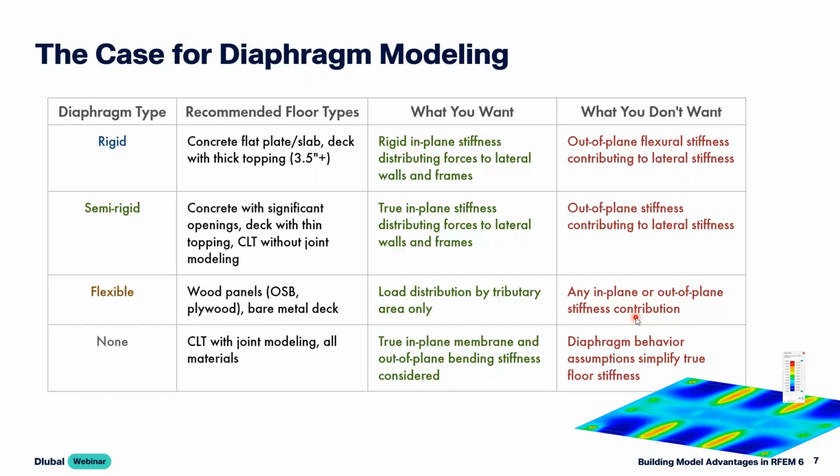The final option is no diaphragm at all. This would be recommended again for something like mass timber with those CLT panels where we are modeling the joints with those line hinges. But realistically, no diaphragm can be applied to all materials, because if you want to account for the true in-plane membrane and out-of-plane bending stiffness for load distribution, that's what this none option would allow you to do. So basically, it would be applicable when the diaphragm behavior assumptions are simplifying the true floor stiffness. And this would be a general FEA approach.